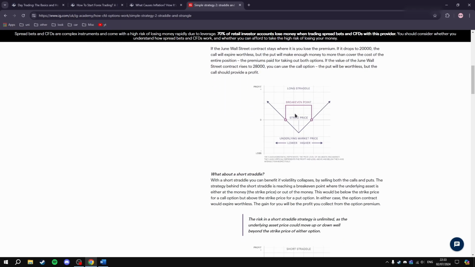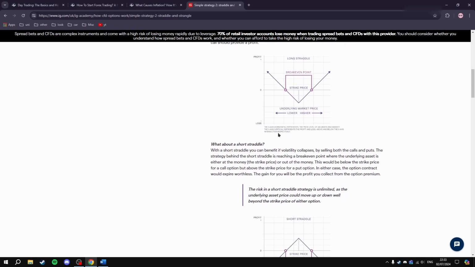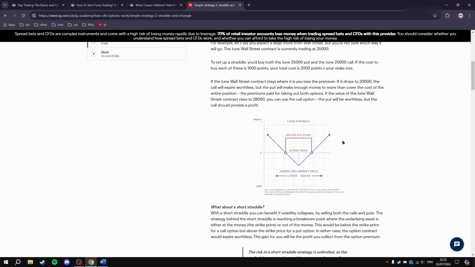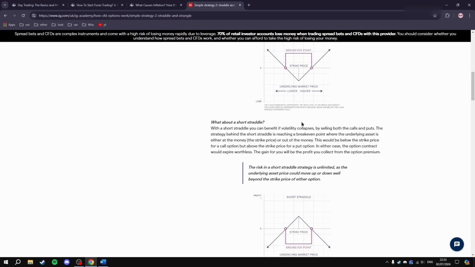Long straddle, break-even point, strike price. Yeah, so that's a long straddle, right? What about a short straddle? With a short straddle, you can benefit if volatility collapses by selling both calls and puts.